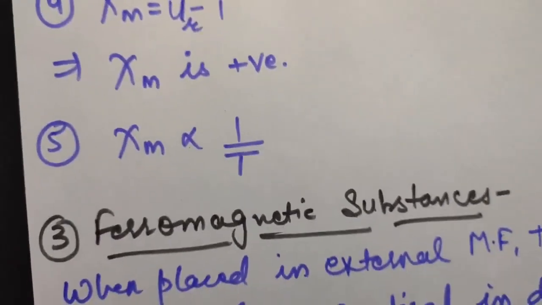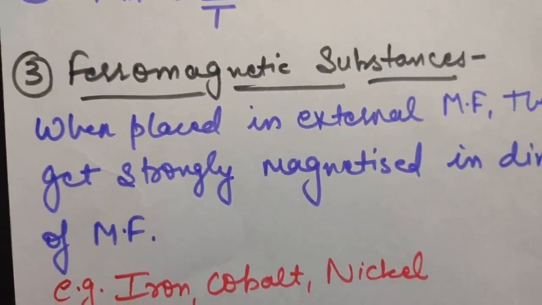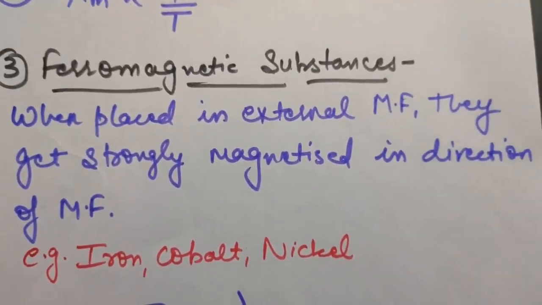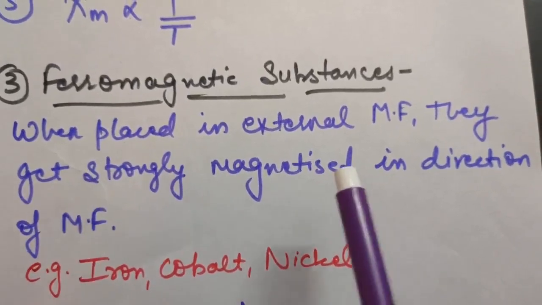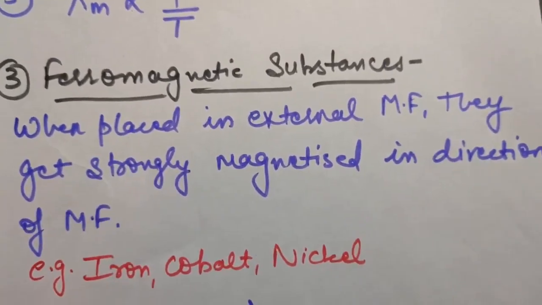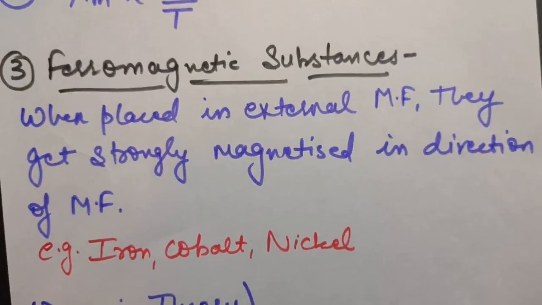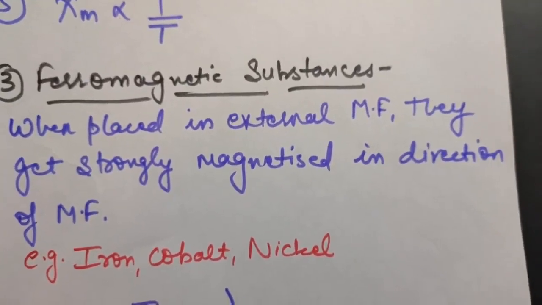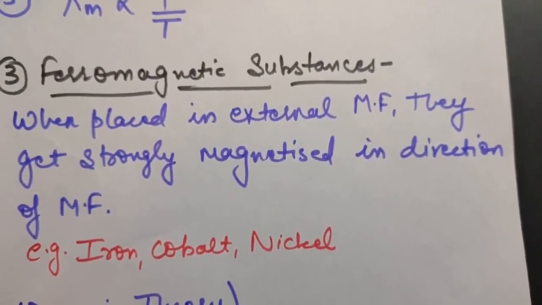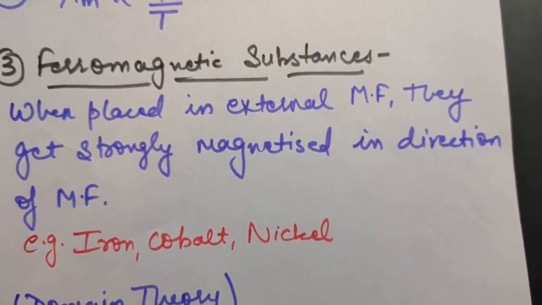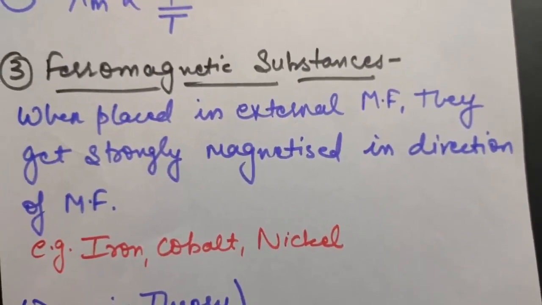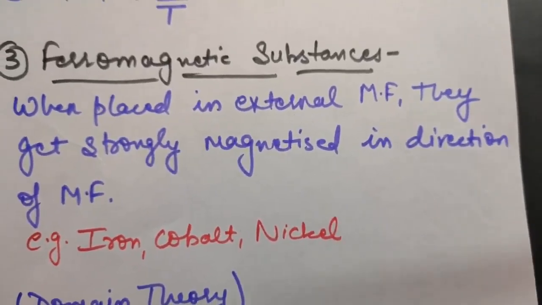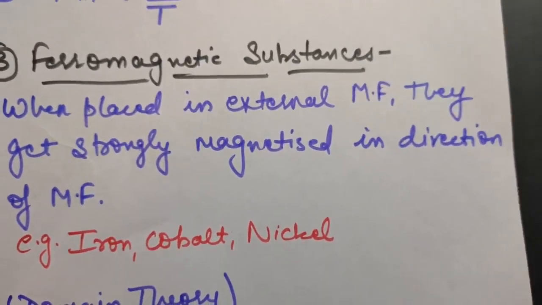So our next are ferromagnetic substances. We define them as substances that, when placed in an external magnetic field, get strongly magnetized in the direction of the magnetic field. Examples of these substances are iron, cobalt and nickel. So what happens? Diamagnetic substances were getting magnetized in the opposite direction of the magnetic field. Paramagnetic were getting feebly magnetized in the direction of the magnetic field, and ferromagnetic will get magnetized strongly in the direction of the magnetic field.